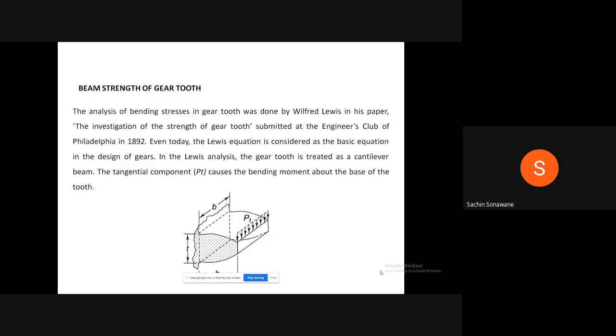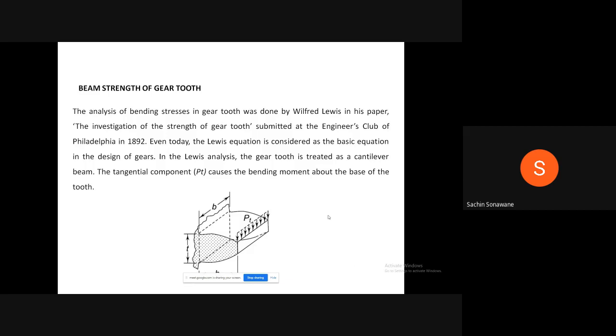Up till now, we have covered all the basic things related to gear. Now today, we will see the expression for beam strength of gear tooth.